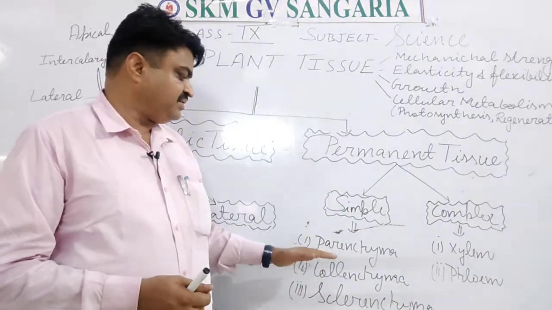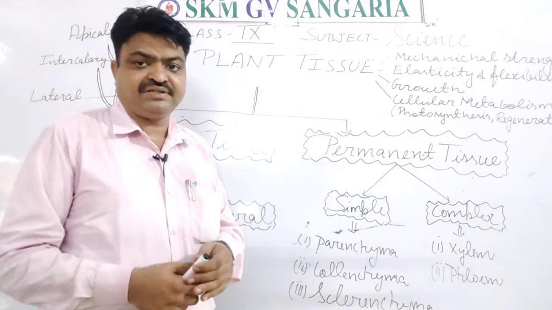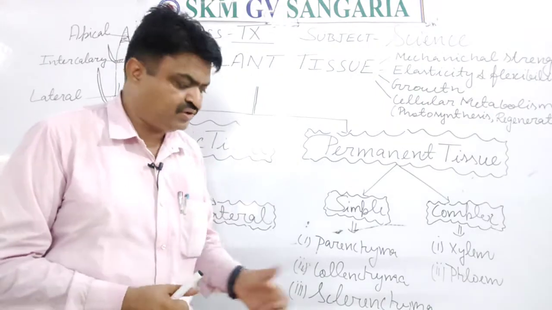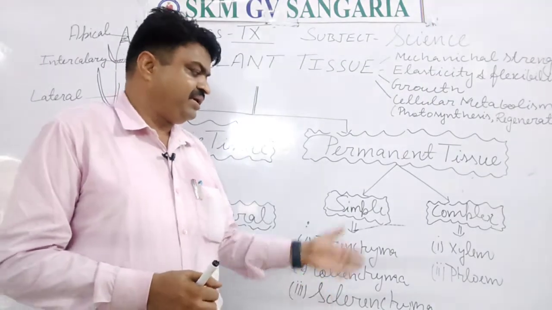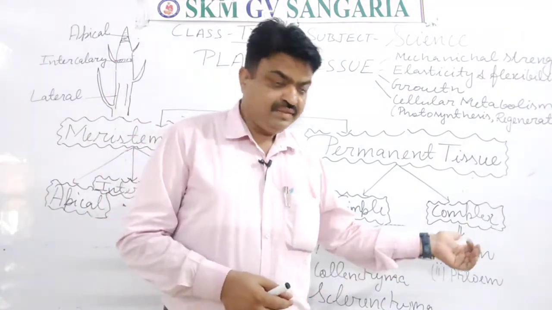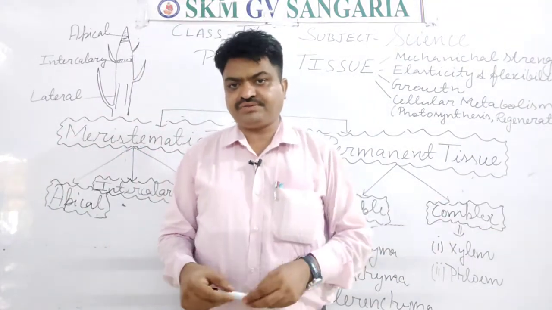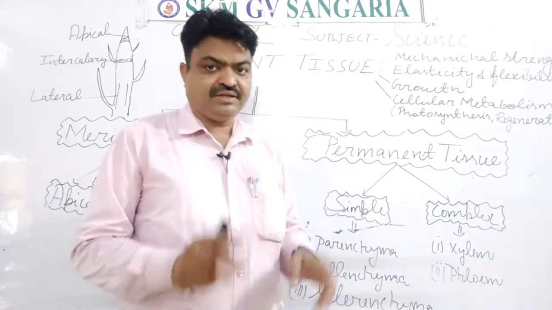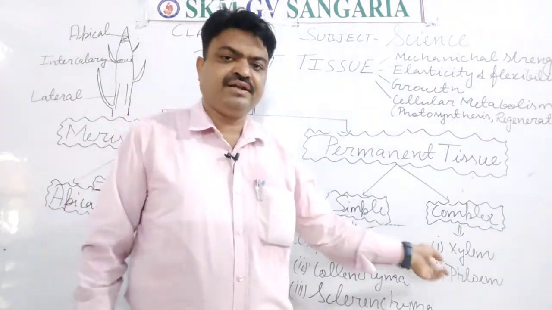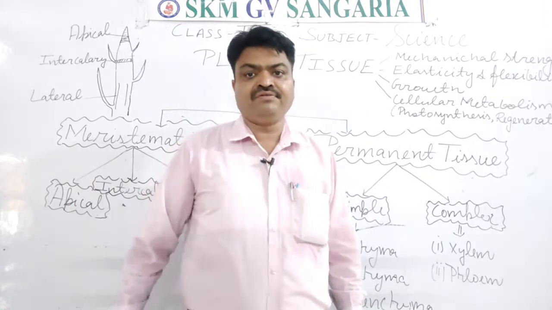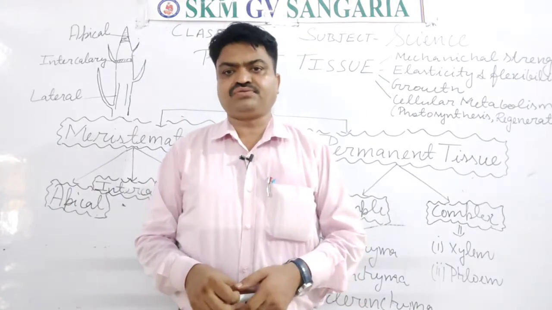So, simple is divided into three types, and we will discuss them in detail in our next segment. Today, we will discuss the simple permanent tissues: parenchyma, collenchyma, and sclerenchyma. And the second type of tissue is complex permanent tissue. In this, two tissues come: first is xylem, second is phloem. So now we come to the first tissue, that is meristematic tissue, student.